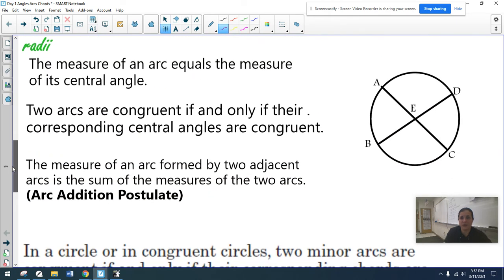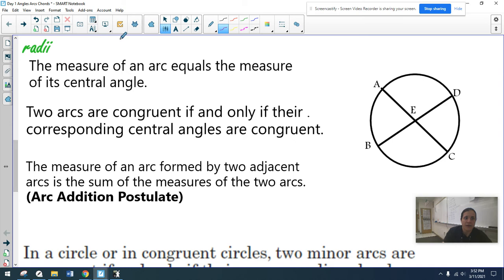So tons of vocab, still got more coming, sorry. All right, next, the measure of an arc equals the measure of its central angle. So this angle, whatever the degrees are, is going to be exactly what this arc is. So the measure of angle E is going to be the same thing as the measure of arc BC. Okay? They're going to match. If it's coming out of the center, you'll see this. Tomorrow we're going to have something different where the angle's not coming out of the center. So it only works if it's coming out of the center.